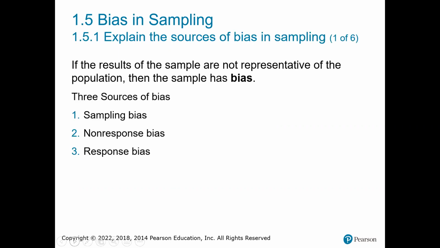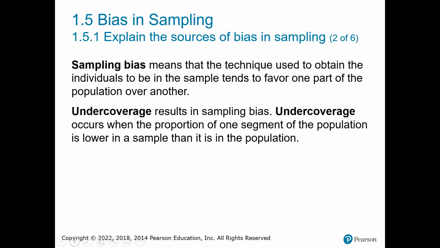All right, if the results of the sample are not representative of the population, then the sample has what is called bias. There are 3 sources of bias: sampling bias, non-response bias, and response bias. Okay, these are not sampling methods. These are issues that happen with your collection of data. Okay, so let's take a look.